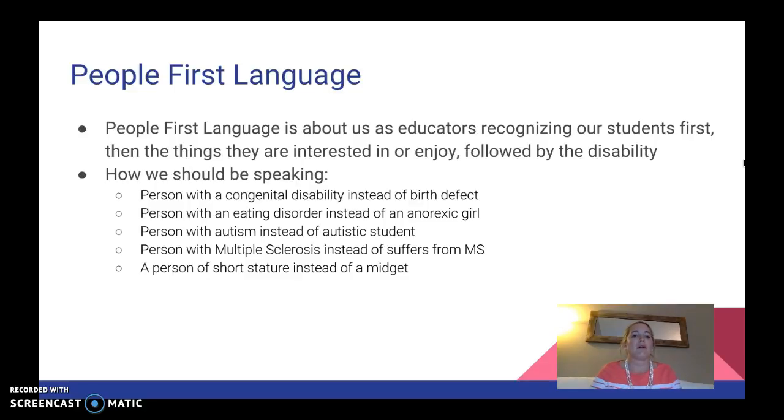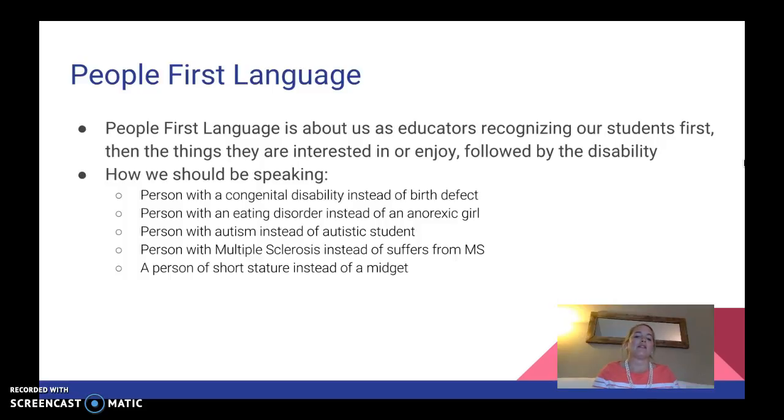The big thing today that we want to focus on is making sure that we understand what People First language is. People First language is about us as educators recognizing our students first, and then the things they're interested in or enjoy, followed by the disability. So when we're talking about People First language, really we want to put the emphasis on our student, not something that describes them. So when I'm talking about students, for example, I might say person X is a person with a congenital disability instead of that student has a birth defect.